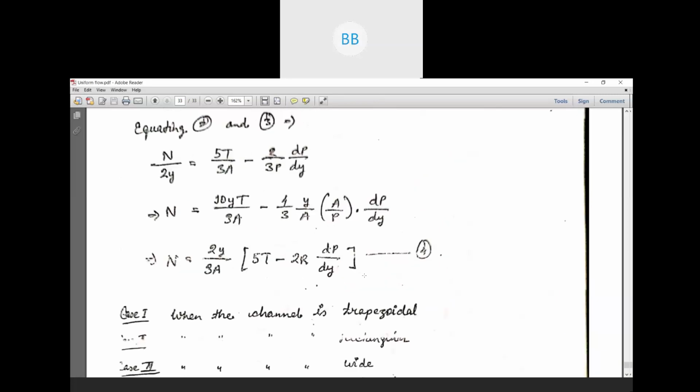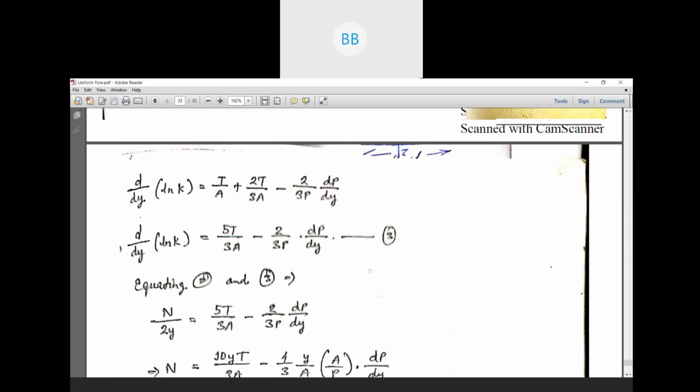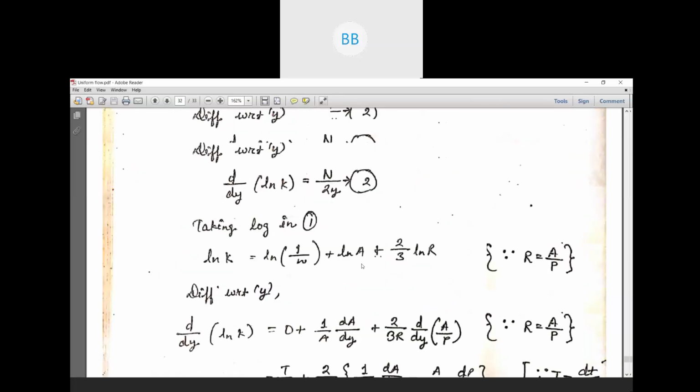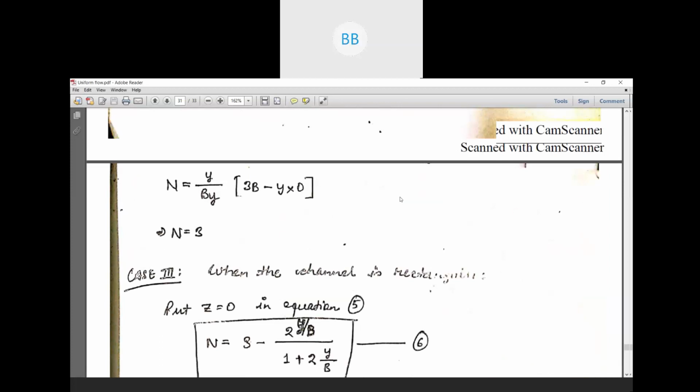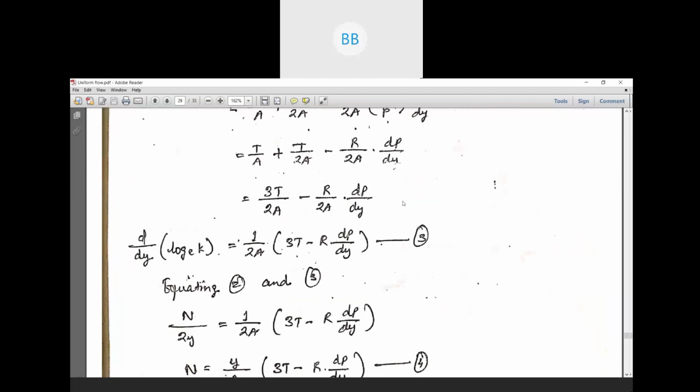So there is a small topic left out. We will discuss it in the next class, and then we move on to our next unit. This unit is almost over. There is a small topic we will discuss in the next class, and then we move on to our next unit, that is canal design or channel design.